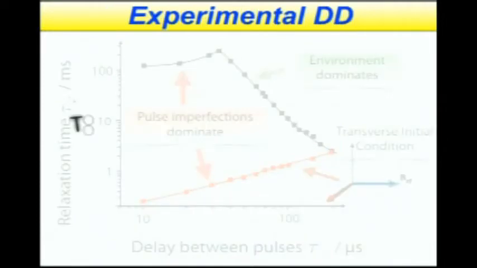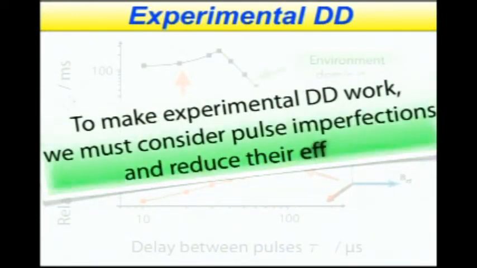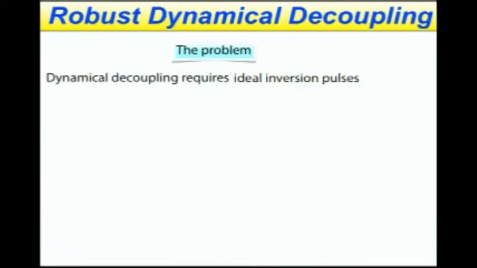Well, basically it's a matter of pulse imperfections. I'll show you that in a minute. And that means that if you want to do experimental quantum information processing, you have to take these imperfections into account and try to reduce their effect. That's the context of dynamical decoupling.